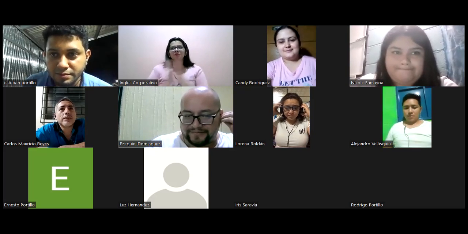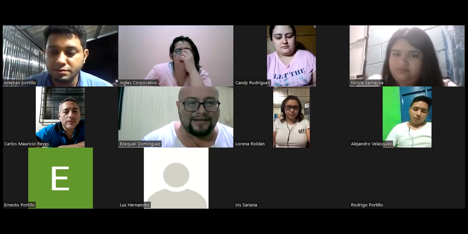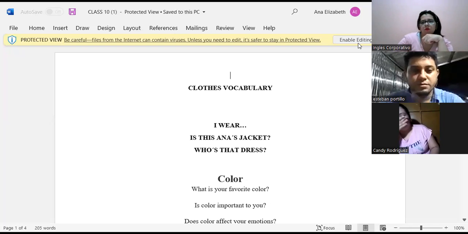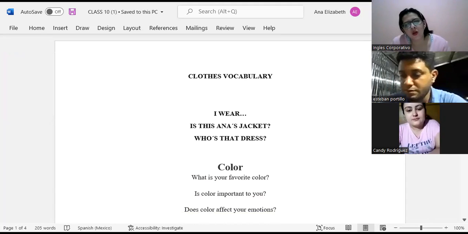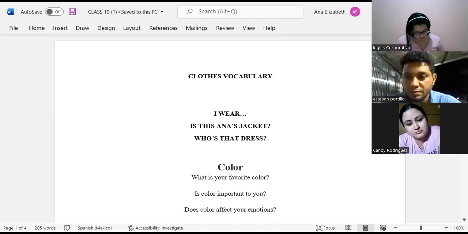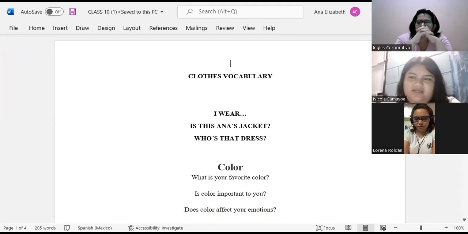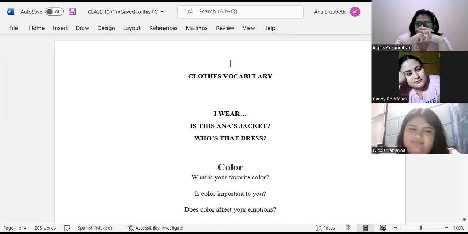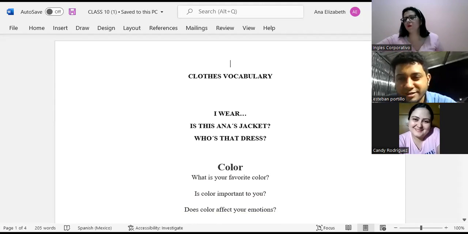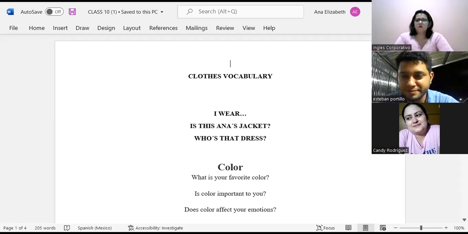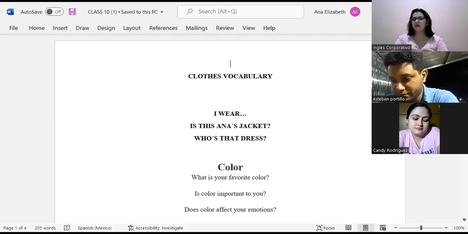Okay, guys. Let's start with the class. Let's see. The clothes vocabulary. Okay, tell me the clothes you know. Dígame la ropa que ustedes conocen. T-shirt. Dress. Socks. Shirt. Hat. Jacket. Tie. Shoes. Jeans. Skirt, right? Socks. Vest. Dress, yes.